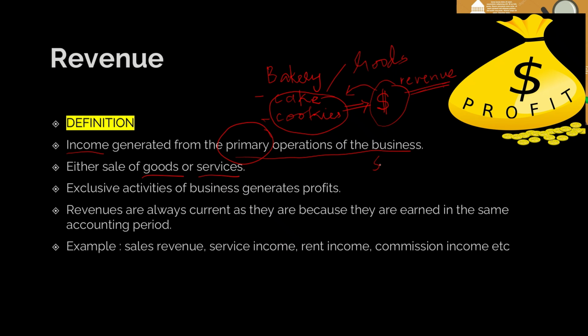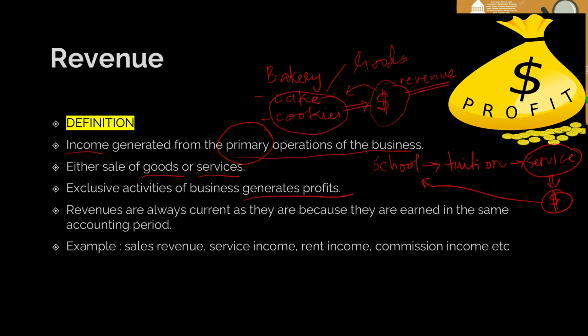For example, a school giving tuitions is an example of service. Again, the delivering of a service charges some money, which is the revenue for the school. So revenue is something coming from the sale of goods or services, from exclusive activities of the business that generate profit. Very important that the activities should be exclusive to the business.